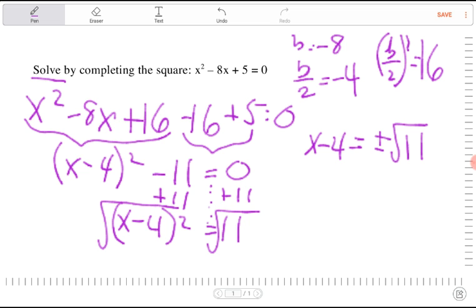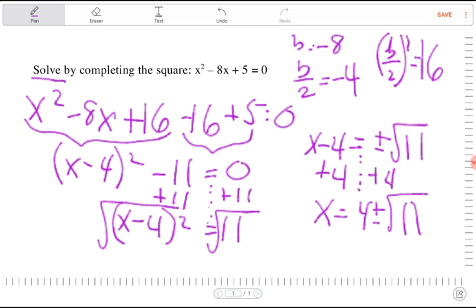And the final thing that we want to do, we now have x minus 4 equals plus or minus square root of 11. Let's get rid of plus 4. We get rid of it on this side. We have to get rid of it on that side. So we're left with x by itself. And on this side, we have positive 4. I'll just write 4. And we have 4 plus or minus square root of 11.